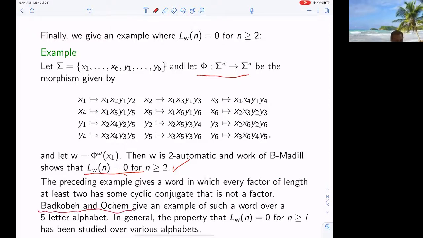And I should make the remark that this was later improved to a 5-letter alphabet. And even just this question of, is LW of n 0 for n bigger than or equal to some bound, has been studied on other alphabets as well. So there's been some work in the past of looking at LW of n being 0. Seems to be an interesting property. And if you were to translate what this says in terms of some Lie algebra, it's saying that the Lie algebra we construct is finite dimensional.